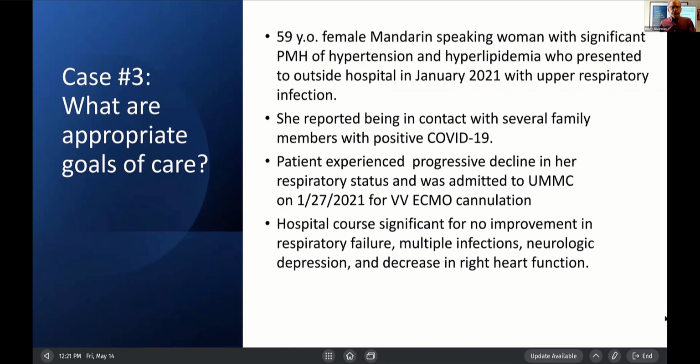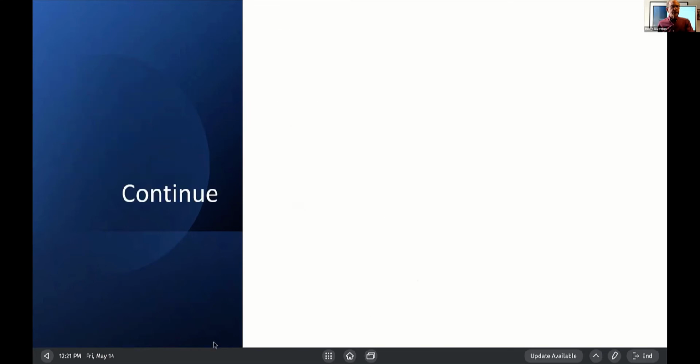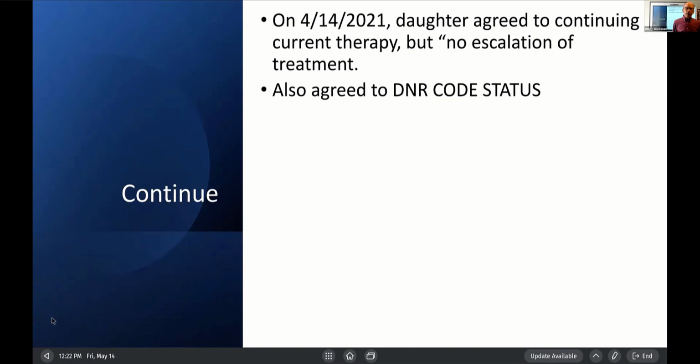Hospital course significant for no improvement in respiratory failure, and had multiple infections, no neurologic recovery, and remains critically ill with a poor prognosis. And the patient was deemed not to be a lung transplant candidate. So in April, the daughter agreed with continuing current therapy, but no escalation of treatment. Also agreed to DNR code status.